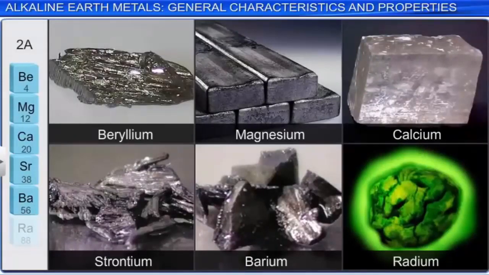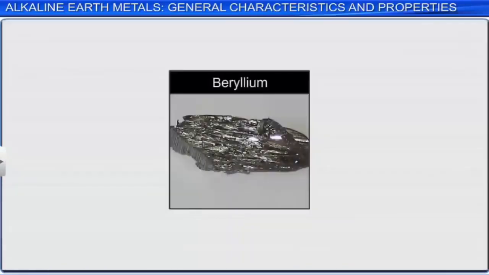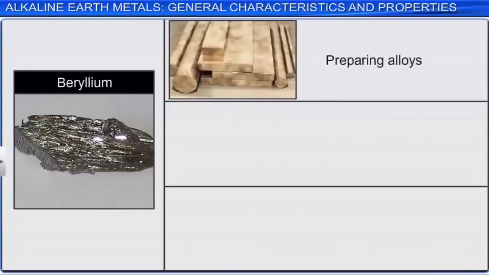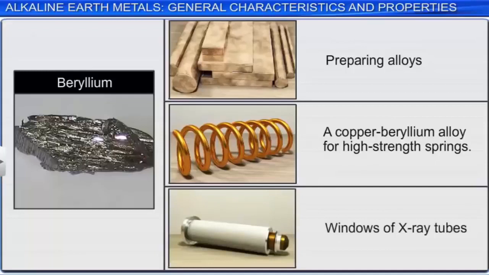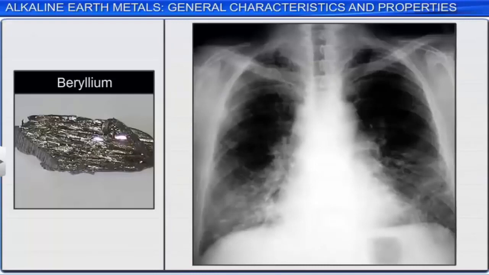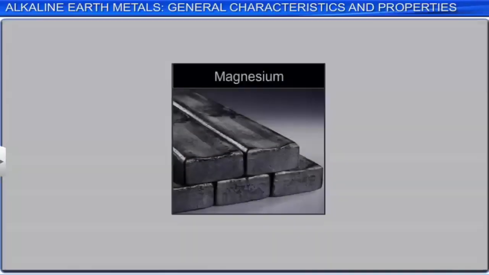The alkali earth metals are used for a variety of purposes. We'll wrap up this module with an overview of the uses of these metals. Beryllium is used in many industries. It is used to prepare several alloys. A copper beryllium alloy is used to manufacture high-strength springs. Metallic beryllium is used for the windows of X-ray tubes. The inhalation of beryllium dust, vapor, or its compounds can cause berylliosis, a serious form of metal poisoning.